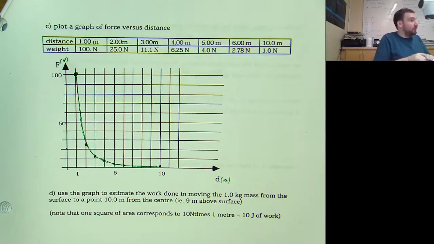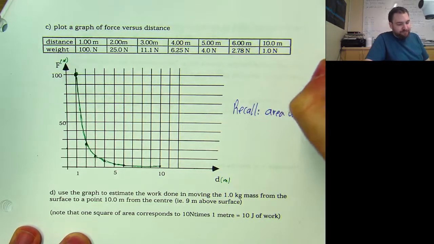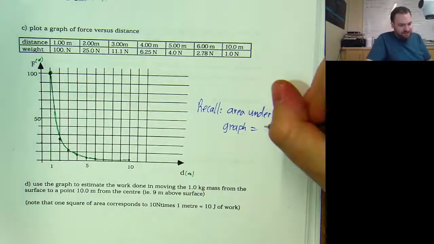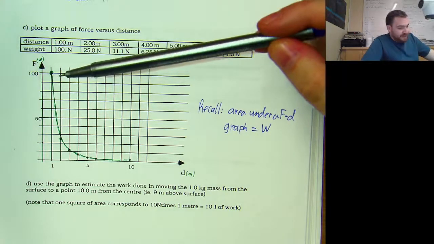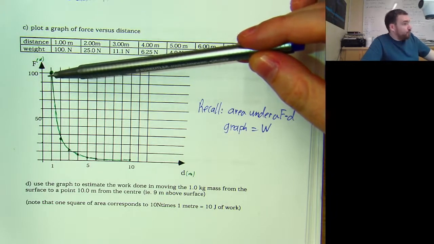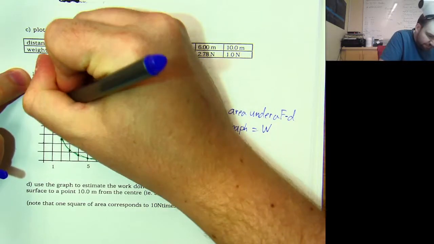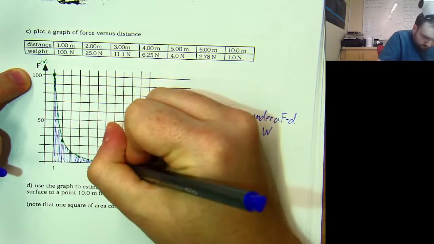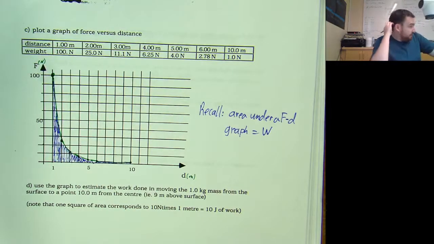Okay, so recall the area under a force distance graph is equal to what? The work. So, if we were to find the area under the force distance graph, effectively what we would be doing is finding the amount of work required to drag an object from the surface of your small asteroid out to 10 meters. That would be all of this area here. Okay? That's the area that we're looking for.